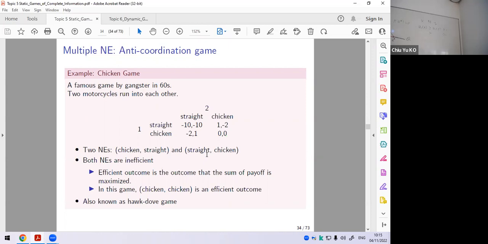You can easily see that it's called anti-coordination, meaning they would not choose the same action. The same action leads to disaster. In this case, they collide with each other, they die. And if they both chicken out, actually one will deviate, so they want to do this one. And who is going to win this game? Of course, there is one winner, one loser. Who is the winner, who is the loser?